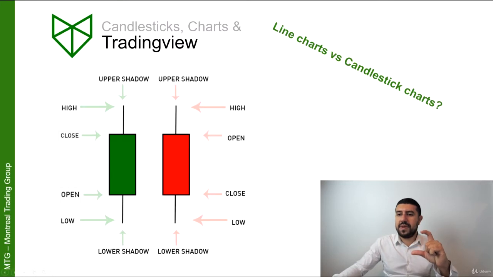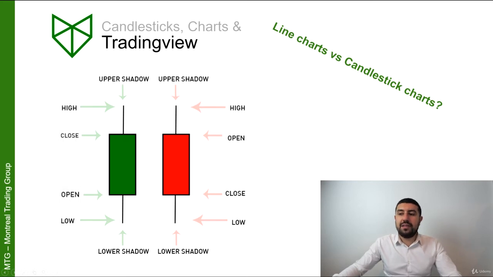And a candle basically has a body and two wicks. So this is the open, and this is the close. When the price opens here, goes up, goes down, and then closes at a higher price than it opened, that means the price went up for the day, or for that period.